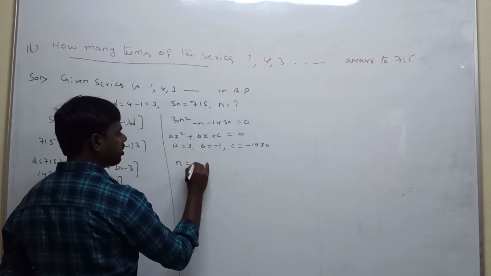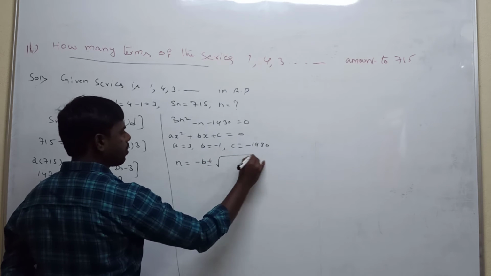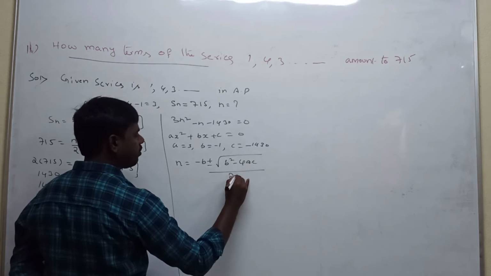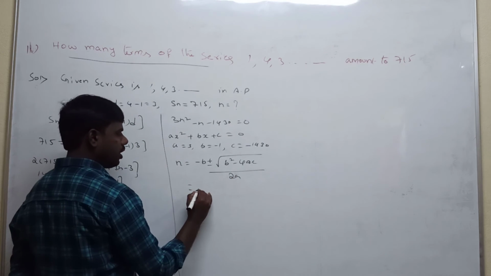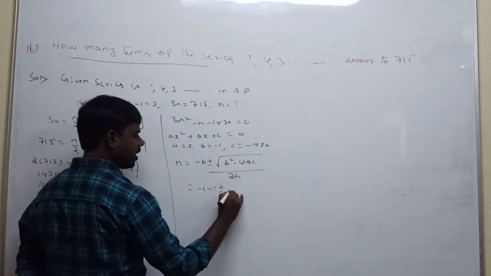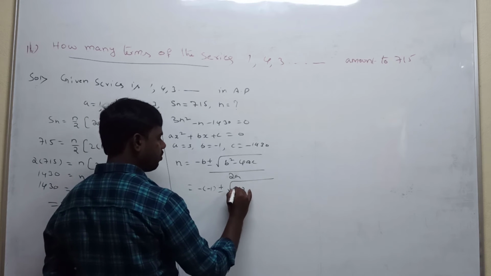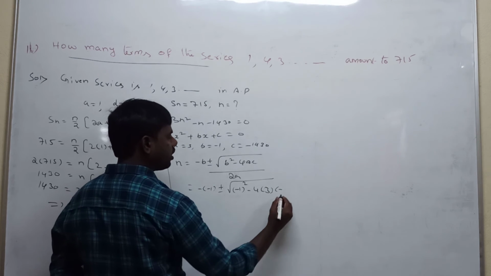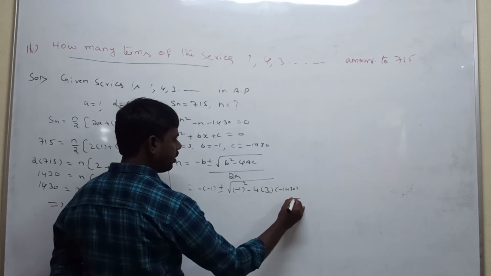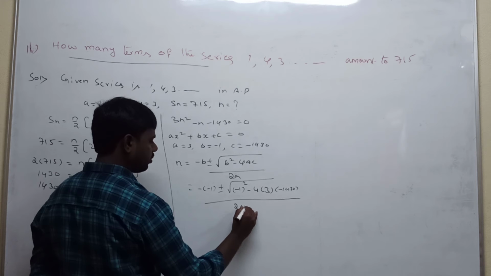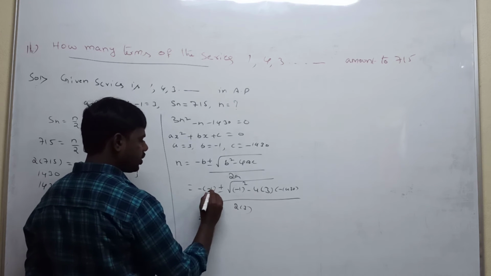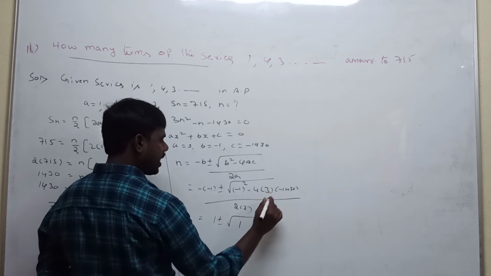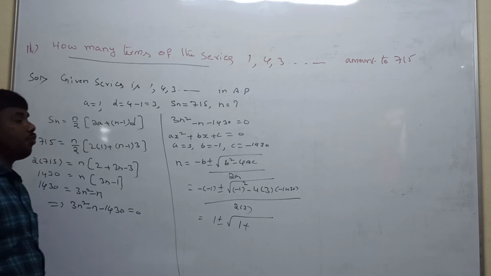Now applying the quadratic formula: minus b plus or minus square root of b square minus 4ac, divided by 2a. Substitute all the values: b is minus 1, so minus b is 1, plus or minus square root of minus 1 whole square minus 4 into a value 3 into c value minus 1430, divided by 2 into 3.